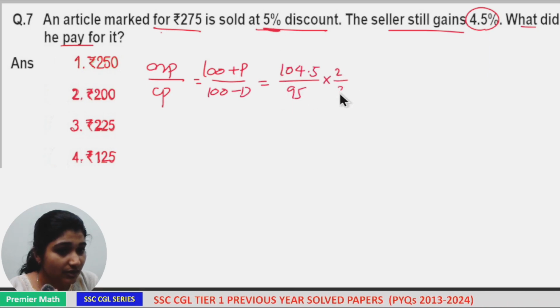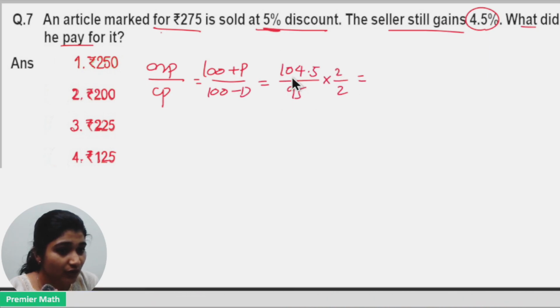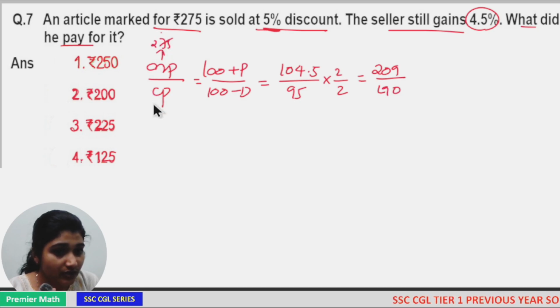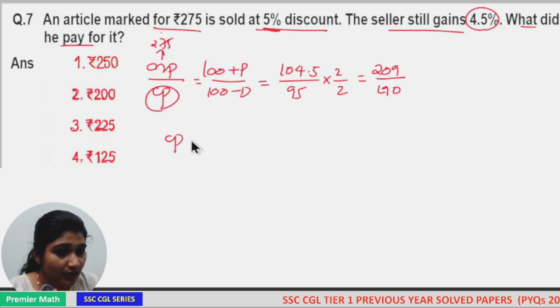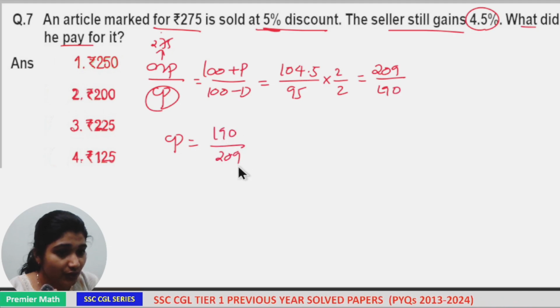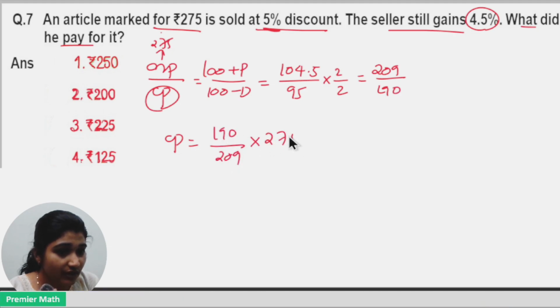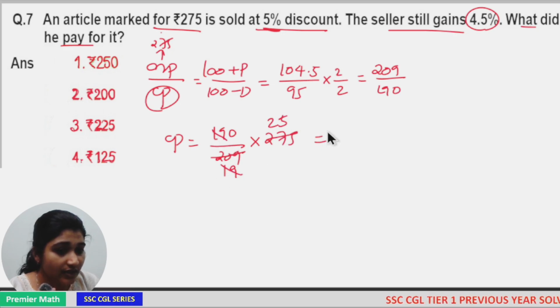To remove this decimal, multiply it by 2 by 2. 2 by 2 is 1. So this will become 209 divided by 190. Now, marked price is equal to 275 rupees. From this, cost price is equal to, transferring this to LHS, 190 divided by 209 into 275. 11 goes 1 time in 20, 9 times in 99, 2 times in 22, 5 times in 55. 19 and 19 cancel, 250 is the cost price.